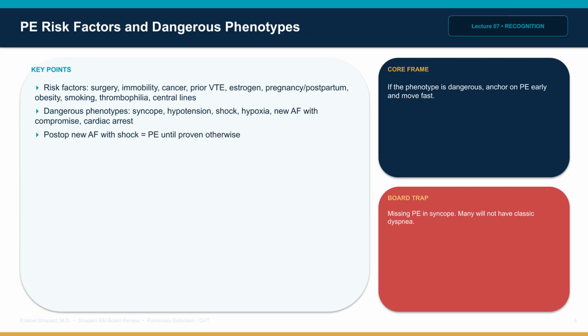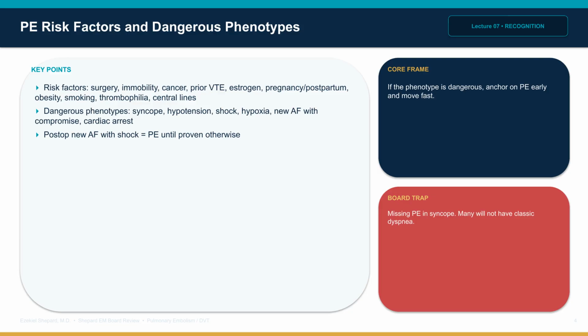Pulmonary embolism risk factors include recent surgery, immobility, cancer, prior venous thromboembolism, estrogen exposure, pregnancy and postpartum, obesity, smoking, thrombophilia, and central venous catheters. The dangerous PE phenotypes are syncope, hypotension, shock, hypoxia, new atrial fibrillation with hemodynamic compromise, and cardiac arrest. Post-operative new atrial fibrillation with shock should make you think pulmonary embolism until proven otherwise.